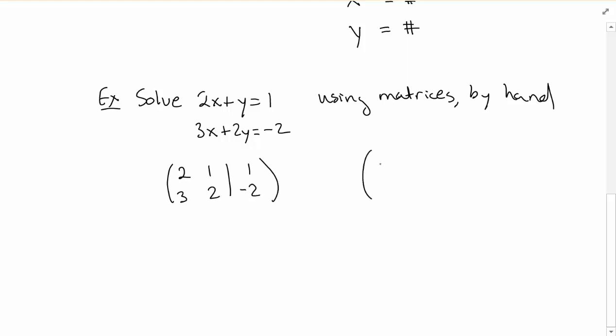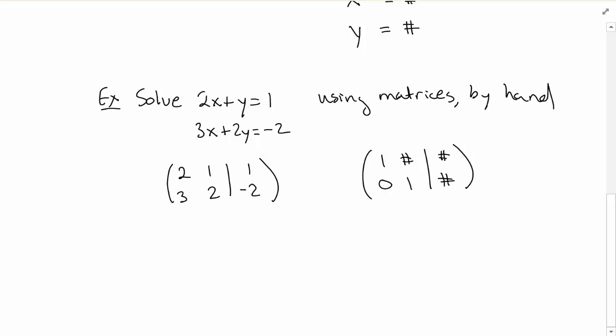Okay, and my goal is to get it to look like this. It's almost what I had above, but if I could get it to here, then I know what y is automatically because the second row is 0x plus 1y is equal to the number, and then I can back substitute that up into the first one to figure out what x is.